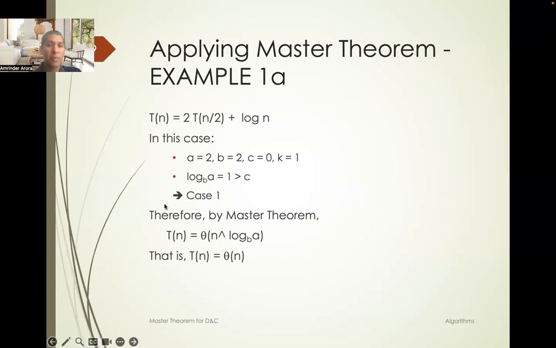So our very first job when we see a recurrence relation is to simply write down these 4 things. a is equal to this, b is equal to this, c is equal to this, k is equal to that. Okay, that's our very first step. Then after that, we simply compare log of a to the base b and see how it compares to c. Now k will not play any role in making this comparison, but here we'll write down for this specific case that log of a to the base b is equal to log of 2 to the base 2, which is equal to 1, which is greater than c because here c is 0. Therefore, we call it case 1. That's case 1 of master theorem, in which case the answer will just become T of n is equal to theta of n power log of a to the base b. That's just theta of n.